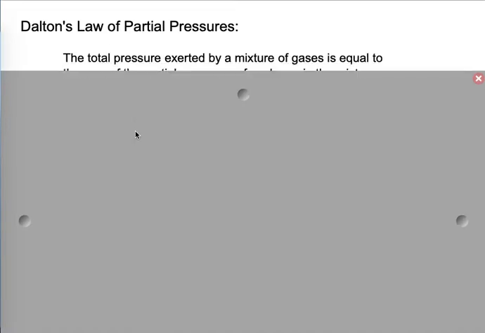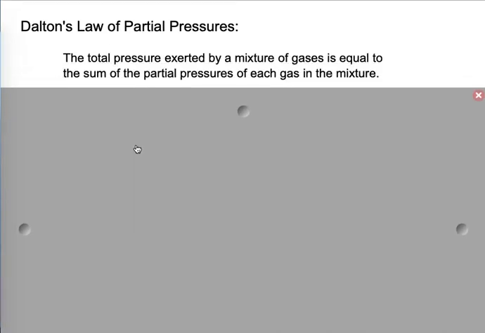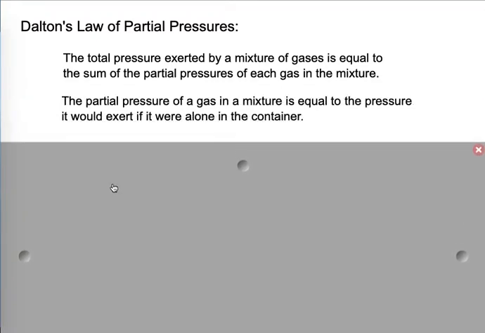So let's begin. Dalton's law of partial pressures says the total pressure exerted by a mixture of gases is equal to the sum of the partial pressures of each gas in the mixture. Well, what do we mean by partial pressure of a gas in the mixture? The partial pressure of a gas is defined as the pressure that that gas would exert if it were alone by itself in the container.